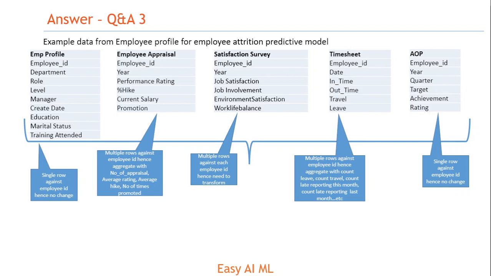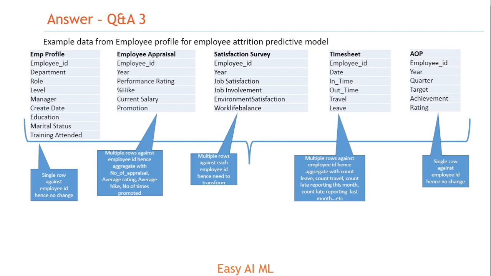Satisfaction survey, again multiple rows against each employee because every year there might be a satisfaction survey. Timesheet, there will be so many rows, so we need to aggregate with count of leaves, count of travel, count of late reporting, last month, last to last month, average 6 month, etc. And AOP would be for 1 year, there will be a single row against each employee, so no change.